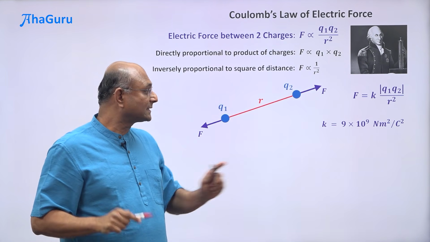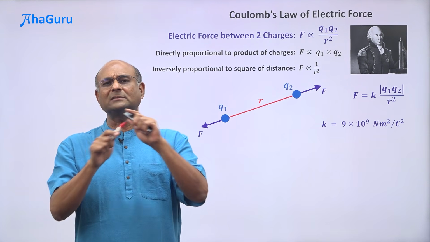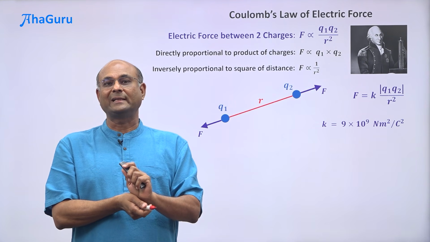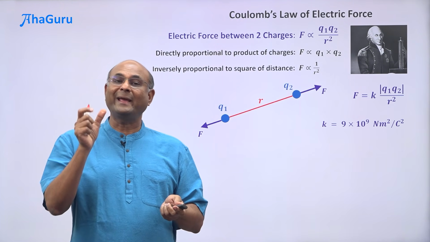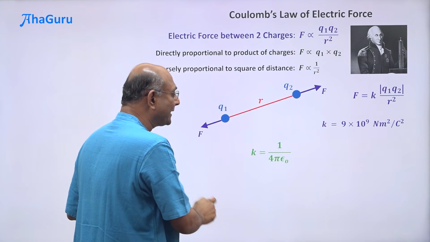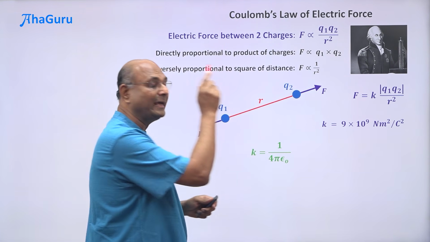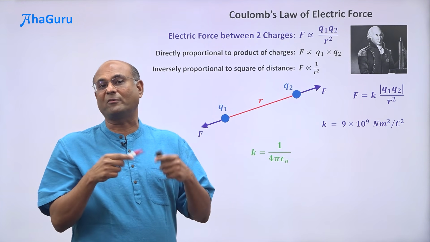Okay, now this K is a good constant that we can use, 9 into 10 to the power of 9. But it turns out that in many questions, the answer will be in the form of 1 by 4 pi K. To make that easy, we call that a different constant, epsilon naught, or K can be written as 1 by 4 pi epsilon naught. So instead of this constant, we are going to deal with that constant more often.